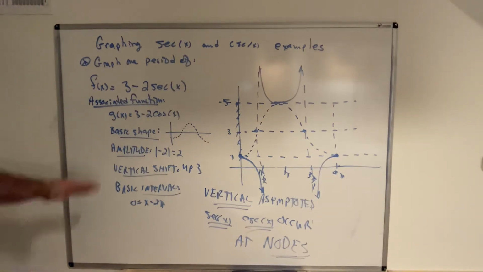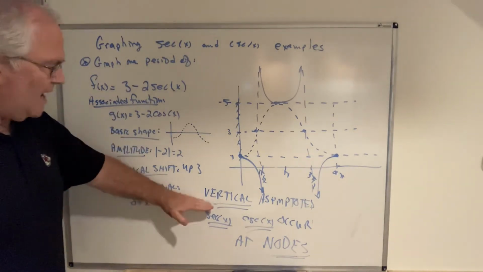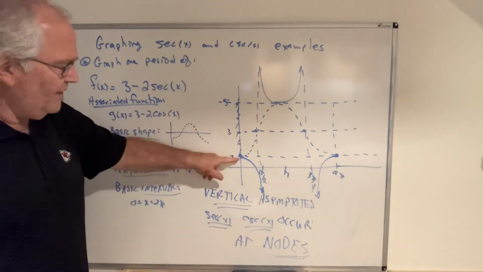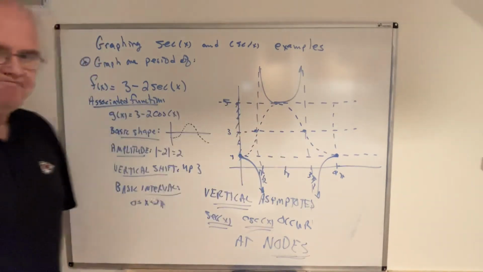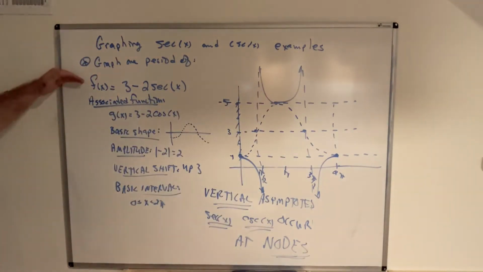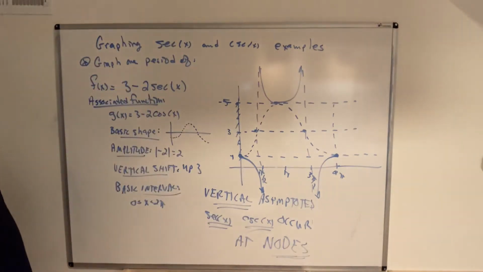So sketch in the associated function graph of cosine or sine, and then find the vertical asymptotes at the nodes, and then the points of tangency tell you whether you need to be above or below. All right? So I think we'll do one more here with secant, and then anything else is the same variation on the same basic theme as we've been doing all along.